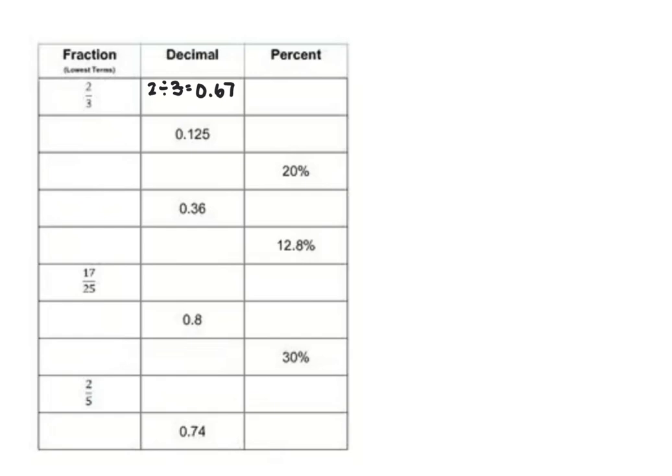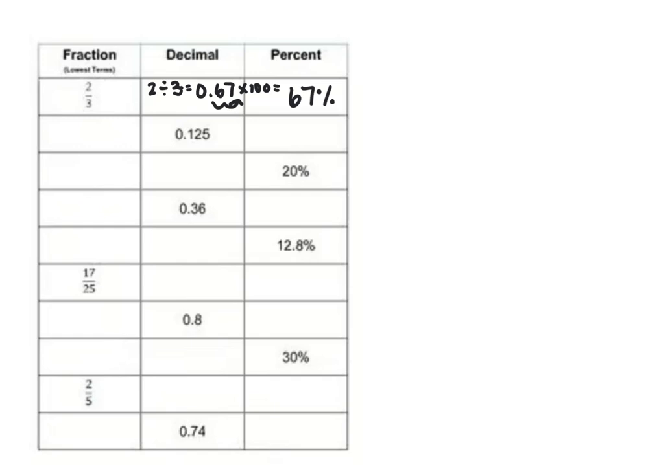Now there are a couple of different ways that you can change this decimal into a percent. A lot of you just think about moving that decimal over 2 spots, or you can use your calculator and multiply by 100. So either way, do that and get your percent. All right, so we should be at 67%. All right, our next one is 0.125.